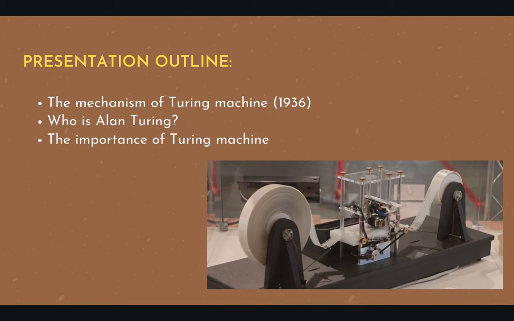This is my presentation outline. First, I will discuss the mechanism of Turing Machine, which was invented by Alan Turing in 1936. Second, I will briefly talk about who Alan Turing is. Finally, I conclude with the importance of Turing Machine in today's world.